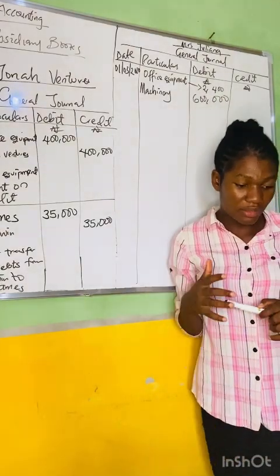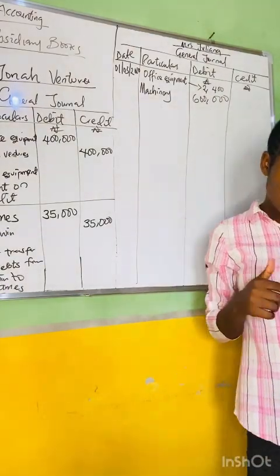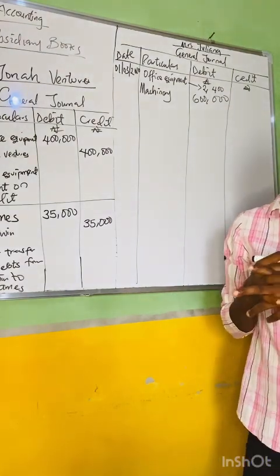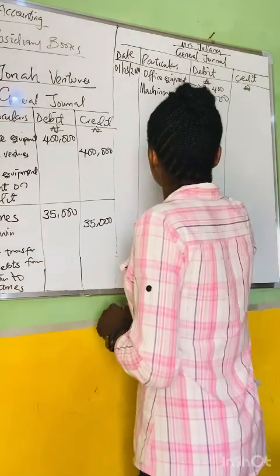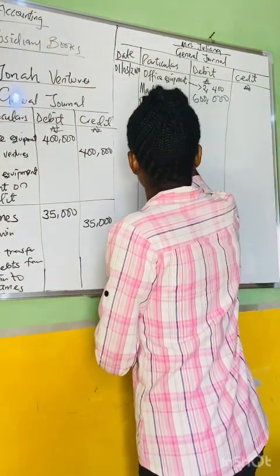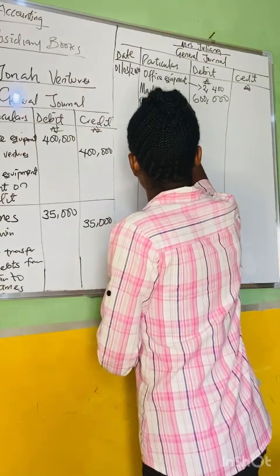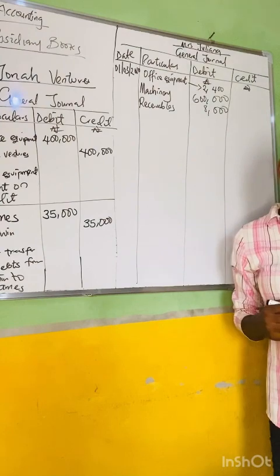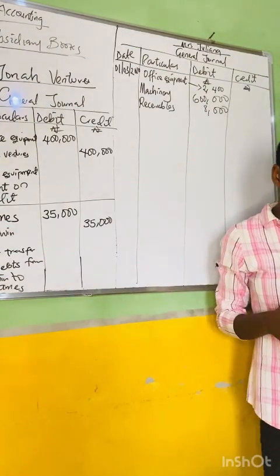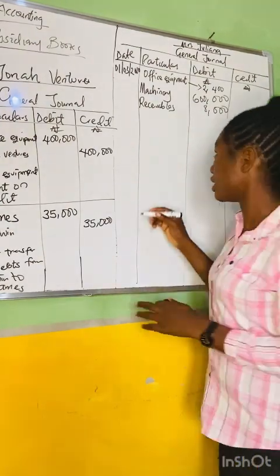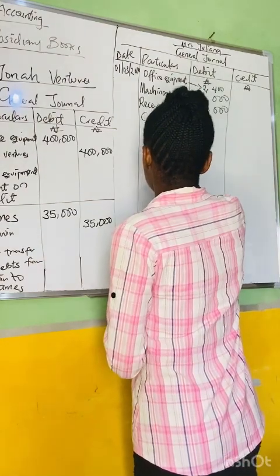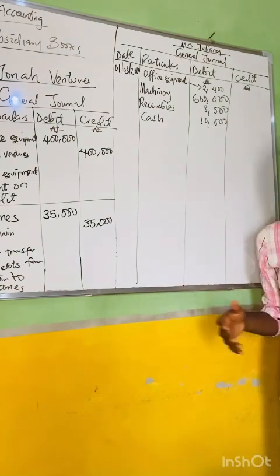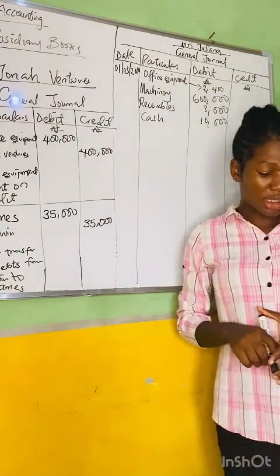Now the next one we are having is our receivables. Our receivables, that's another word for the debtors. Okay, so our receivables is 8,000 naira. This is a current asset, right? And then we have our cash. Our cash is 10,000 naira. So cash in the business at the beginning of the year, another business year, was 10,000 naira.